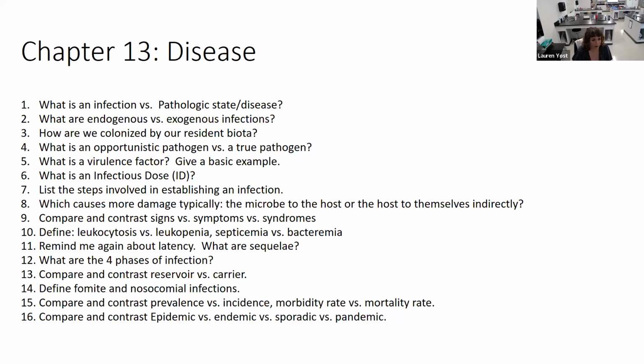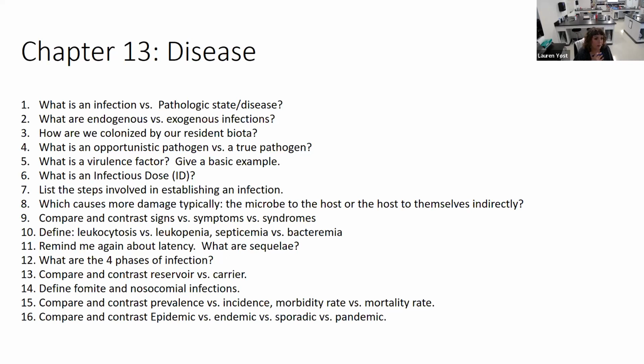So an opportunistic pathogen versus a true pathogen. An opportunistic pathogen is something that can become pathogenic outside of its normal sort of situation. Whereas a true pathogen, that's something that is always a pathogen. Like that's just what it does. It's like COVID, right? That's always a pathogen. It's not opportunistic. It didn't do something else separate.